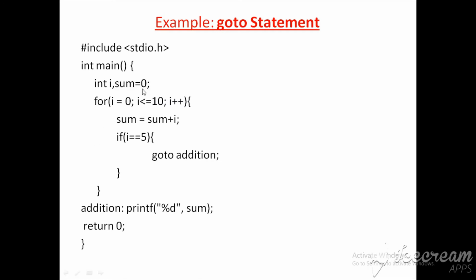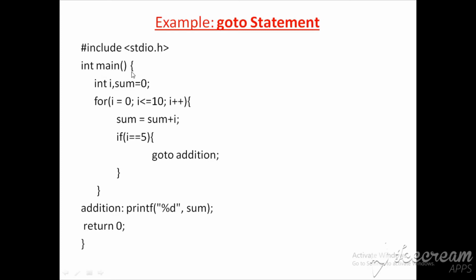Here we perform the addition of all the numbers from 0 to 10. But there is one condition: if I find the value of i equals 5, it jumps out of this loop and prints one statement, that is sum. First of all, we include the header file, then we write the int main function. Inside the main function we declare two variables, i and sum. Both variables are integer type.